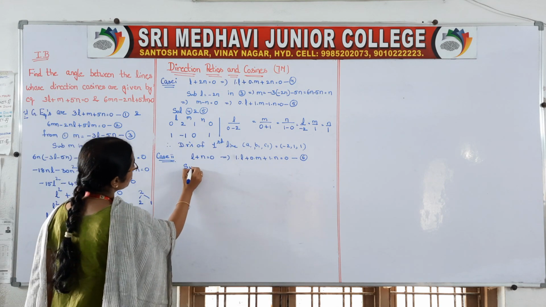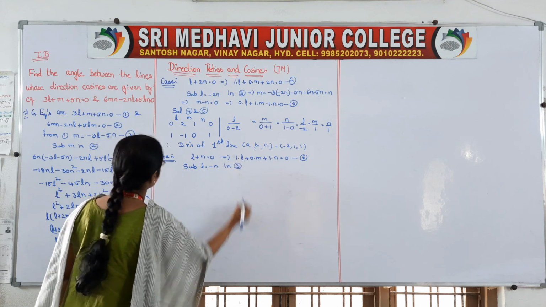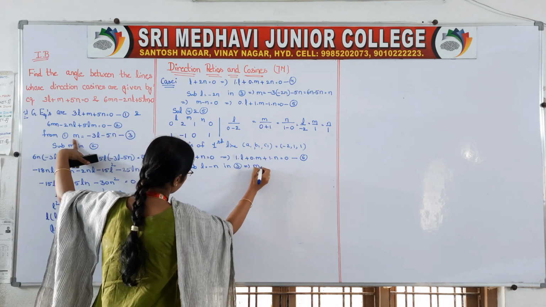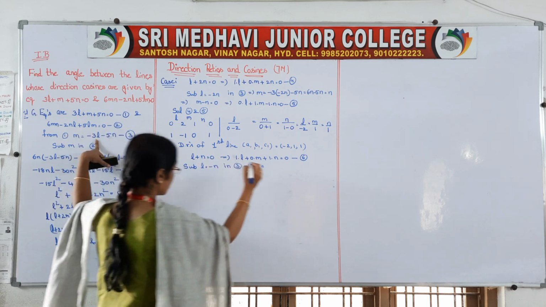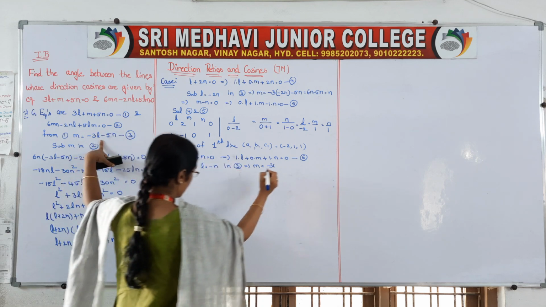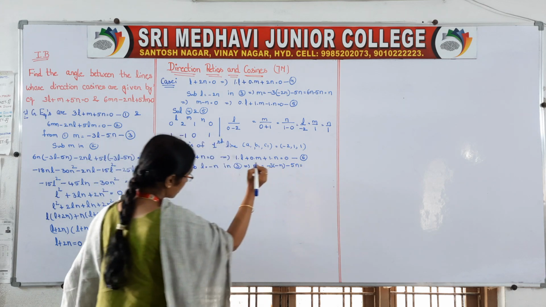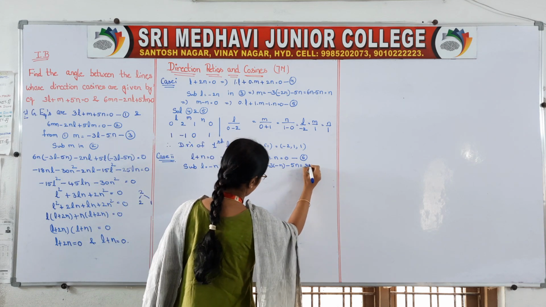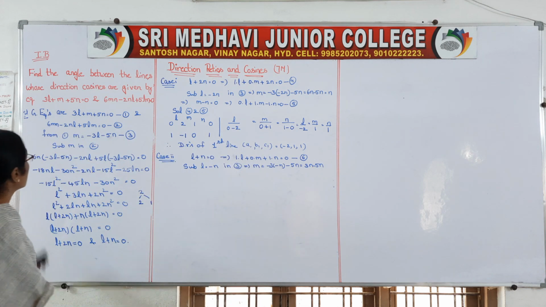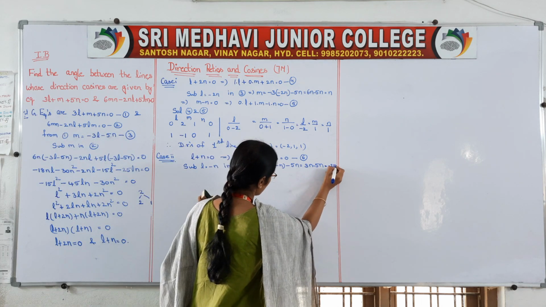So substitute L is equal to minus N in the third equation. What is your third equation? M is equal to, in L place, minus N. So this is 3 minus 3L, L means minus N, minus 5N. So minus of minus plus 3N minus 5N. So this is your value, we got minus 2N.